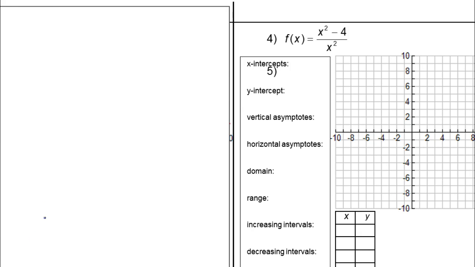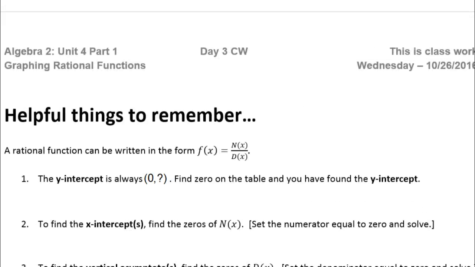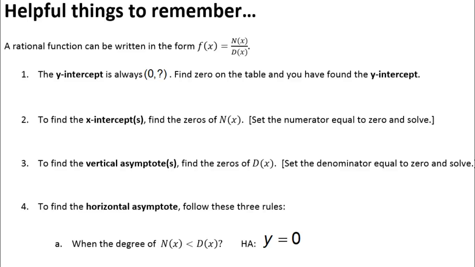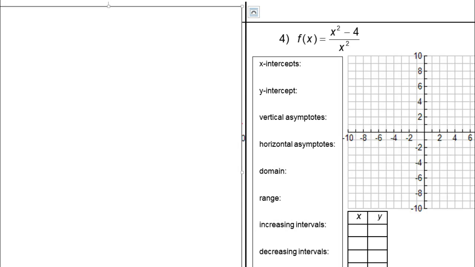In this video, we will be graphing this rational function. Let's start with the x-intercepts. I don't know why there's a 5 sitting right here in my way, but just pretend it didn't exist. Let's consult our notes. According to our notes, we can find the x-intercept by finding the zeros of the numerator. In other words, set the numerator equal to 0 and solve. So that's what we will do.